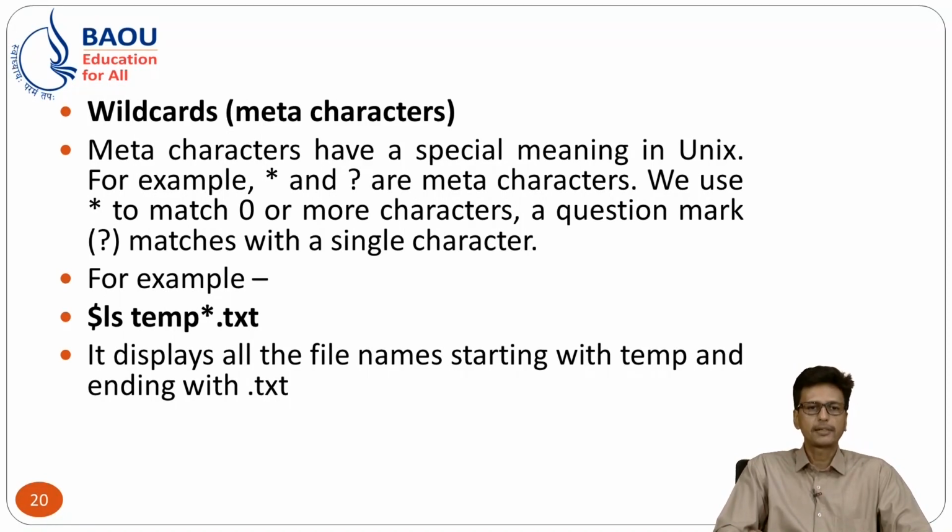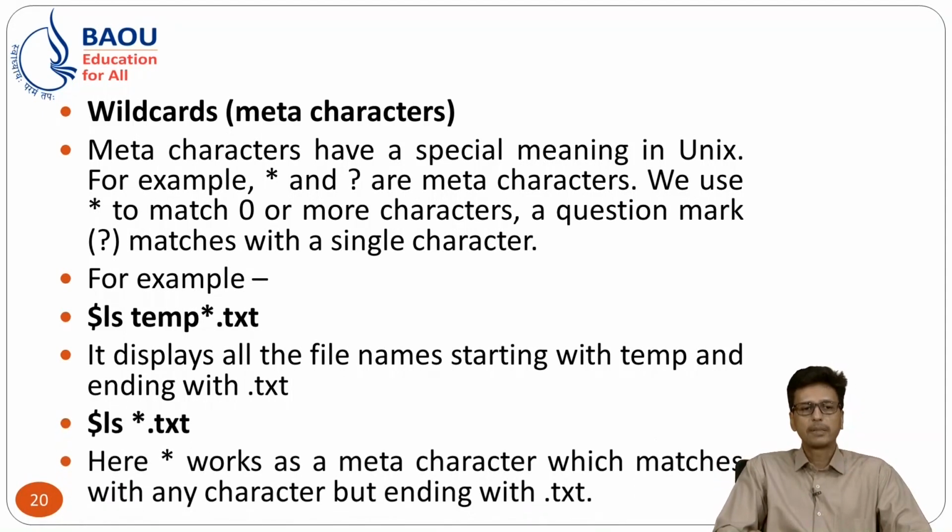So if the ls command is given with temp, then an asterisk and .txt, that means whatever files start with temp and then any characters with the extension .txt are all listed. Another example, ls *.txt, means all the file names having the extension .txt will be displayed. So you can use these wildcard characters or meta characters with the ls command also.